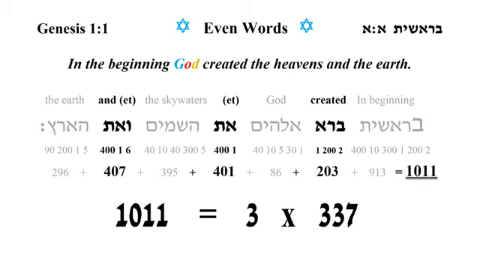Let's look at the first verse again. Bereshit bara Elohim et hashamayim va'et haaretz. And let's take the even words. The even words are bara, 203, et, 401, and va'et, 407. Just the even words add up to 1011, which is 3 times, coincidentally, 3 times, not coincidentally, 3 times 337.